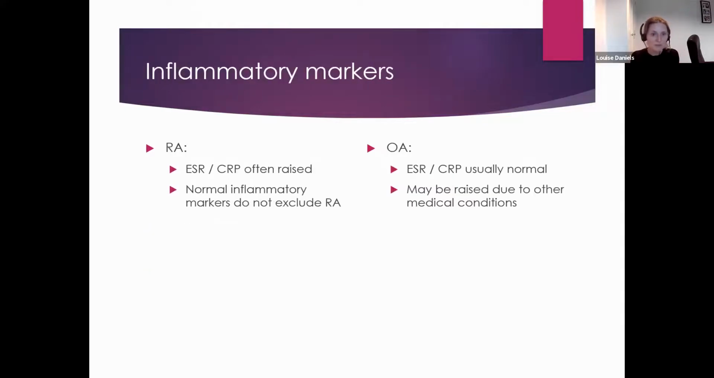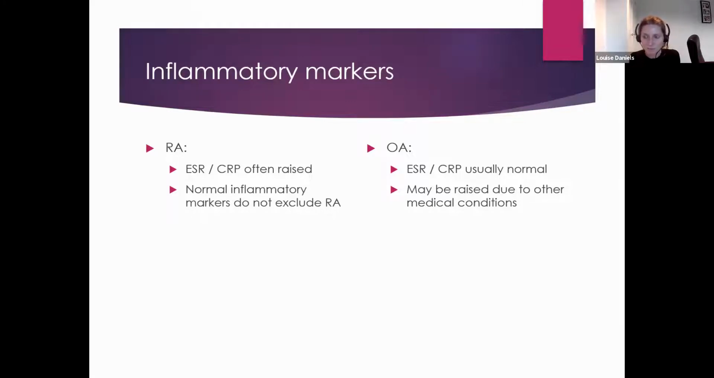Well, I think I've missed out one. Sorry, inflammatory markers. So ESR and CRP are usually raised in rheumatoid arthritis. But of course, normal inflammatory markers do not exclude the condition. So just because the ESR and the CRP are normal, if everything else looks like rheumatoid arthritis, please do still refer. In OA, the inflammatory markers tend to be normal.